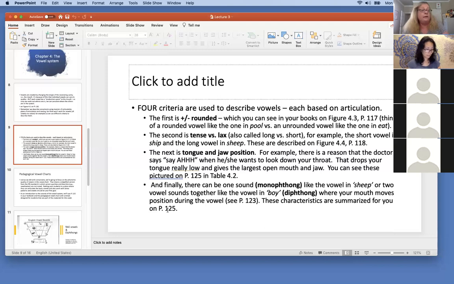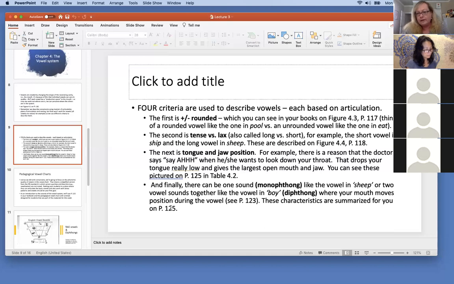And again, if you go to page 125, you've got all of these things classified for you. So you have a landscape table on 4.2, and that's got all your vowels classified and all their jaw positions, tongue positions, tense, lax, and lip position, okay?